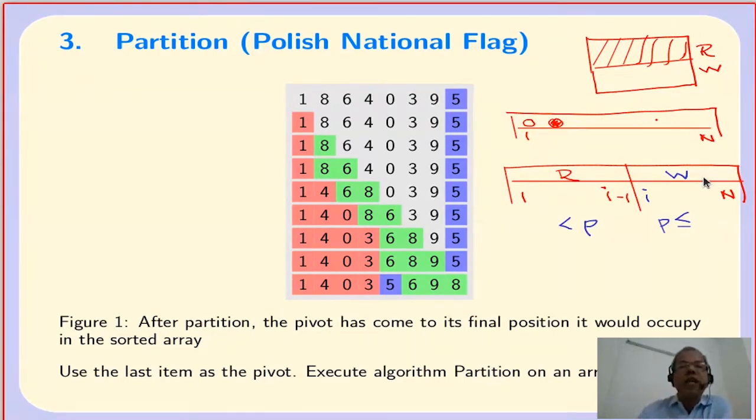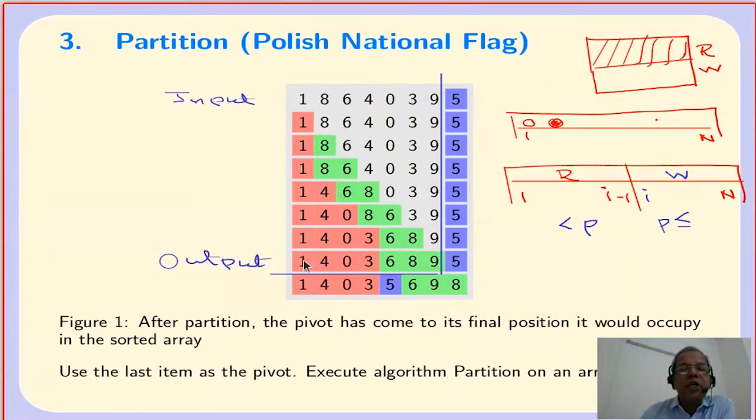I have shown you the trace of the algorithm. For example, the trace of the algorithm is only this. 5 is the pivot. This is the input, and this is the output. The input array is 1 8 6 4 0 3 9. The output is a partition into two subarrays.